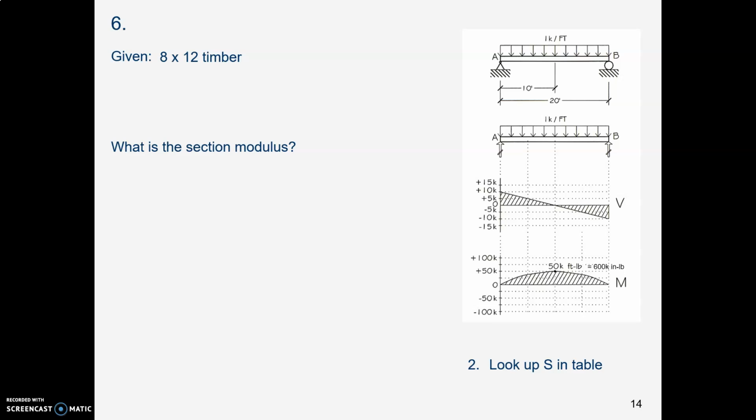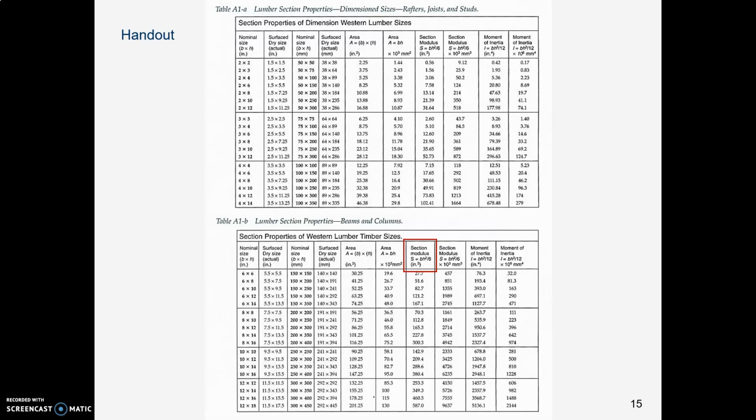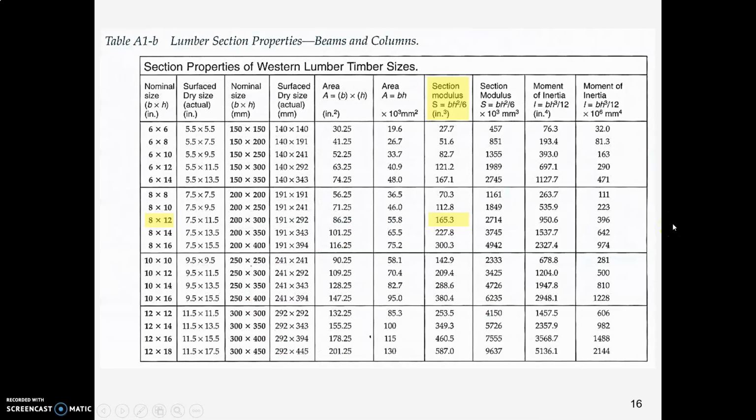All right then, what is the section modulus for this 8 by 12 wood beam, this timber? Let's look it up in the table. I have given you another handout. This is actually in the back of our book, if you happen to have the book. This is in the appendix, and he gives you properties for various kinds of lumber. Notice that the sizes start small up here at the top and go bigger and bigger at the bottom. I'm going to zoom in on this bottom half of the table right here so that we can read it.